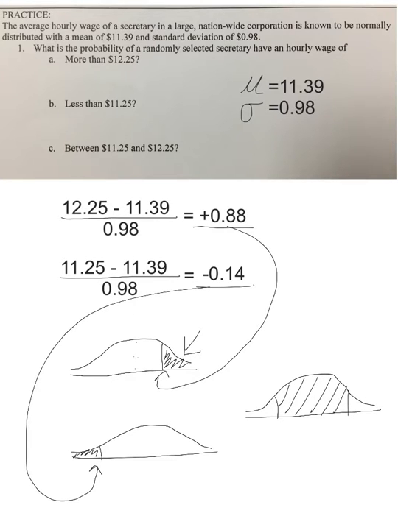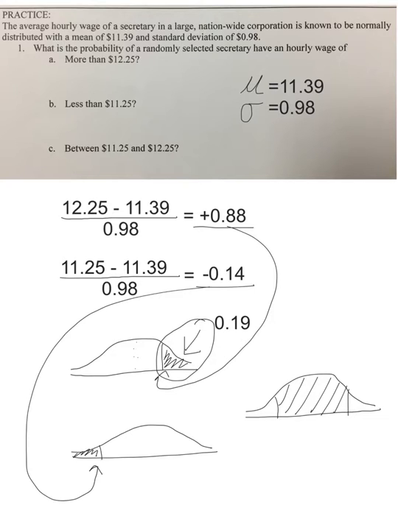So what you're going to do now is the same thing that we did yesterday. You're just going to go to your graphing calculator. For the first one, you're going to do your normal CDF. Your minimum is going to be positive 0.88, with your maximum being infinity or a large number. And you're going to find your area under the curve. And for that one, you're going to find 0.19 being the area of this right here. So that tells us that the probability of a secretary earning more than $12.25 per hour is about 0.19.